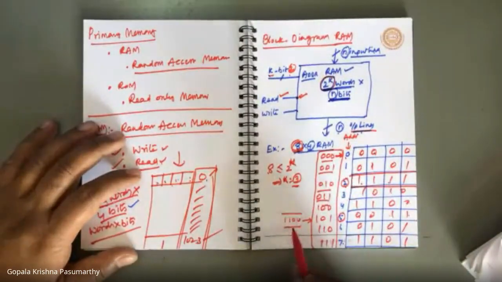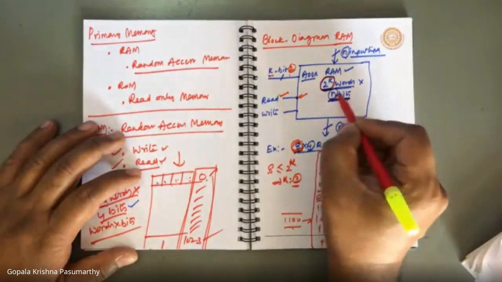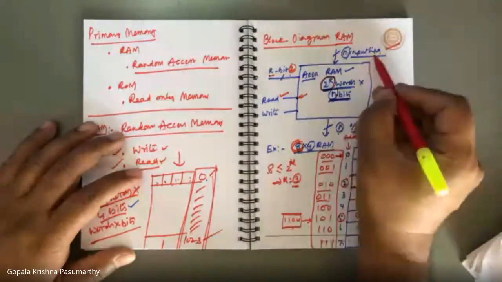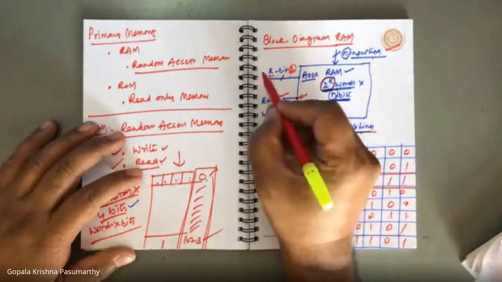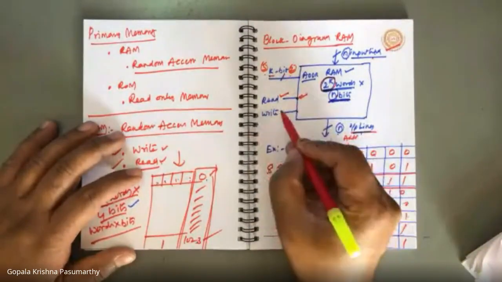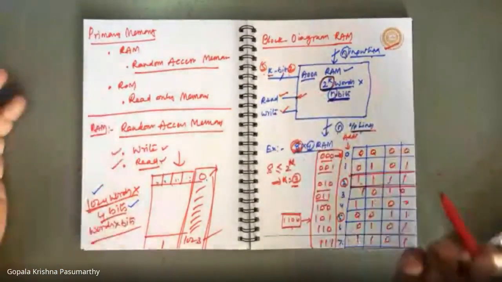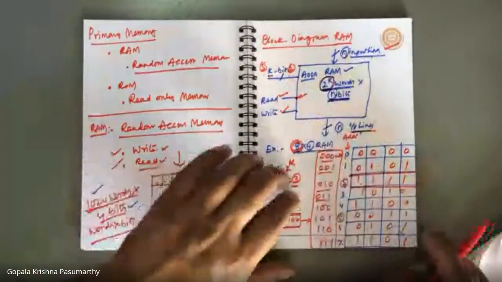What is the data to be written? Apply the new data to the output lines, give the address 5 at the address lines, and activate write. Then this data will be written at this address. So this is how we will perform read and write operations.